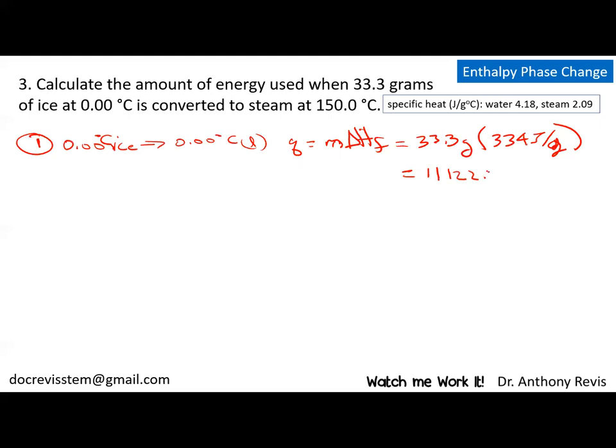1122.2 joules. And I'm going to deal with the sig figs in the final answer. The number of sig figs here is going to be 3 sig figs in the final answer. I'll just deal with that at the end.